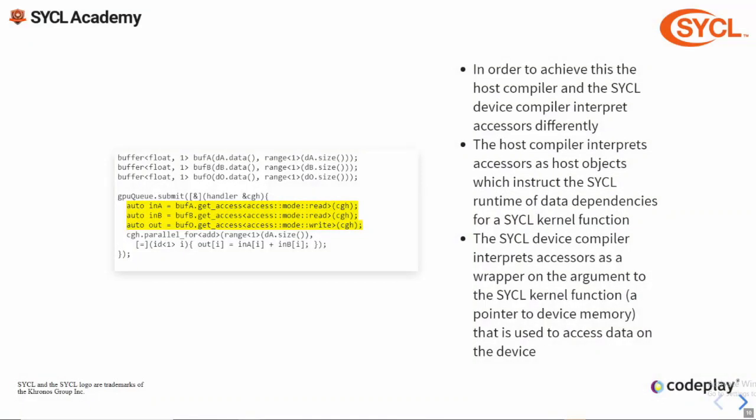In order to achieve this, the host compiler and device compiler interpret accessors slightly differently. The host compiler interprets accessors as host application objects used to describe data dependencies to the runtime. And the device compiler interprets accessors as a wrapper over a pointer to the data that can be used very much like a regular pointer to access the data once in the kernel.